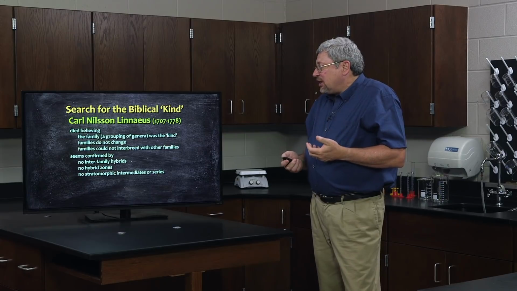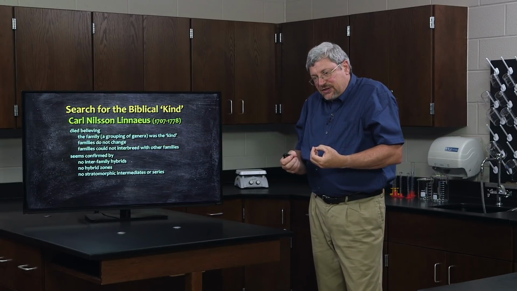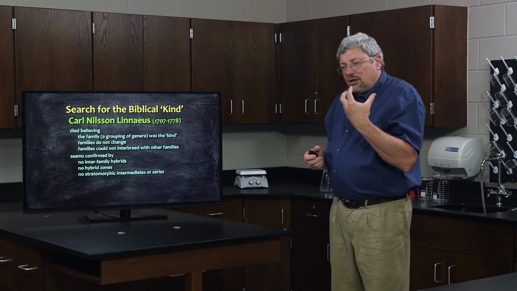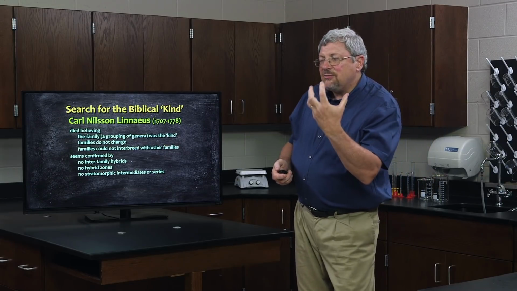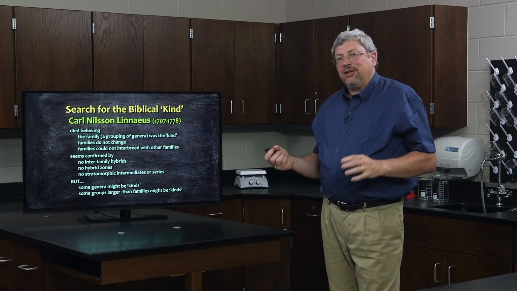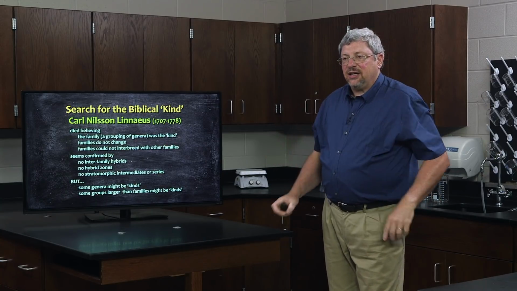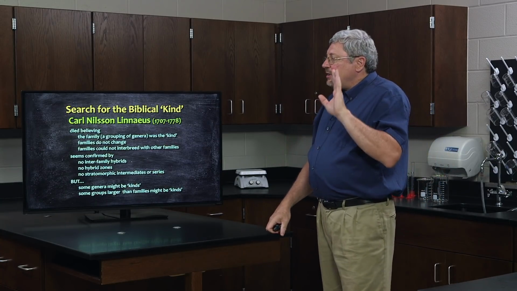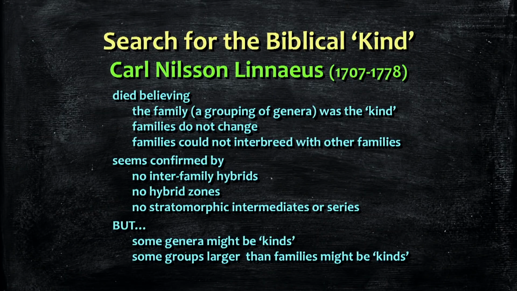So it suggests that in the present, we might conclude that the evidence seems to indicate that roughly the level of family is the created kind of the Bible. However, in some cases, it may not be the level of the family. It might be the level of the genus. In other cases, it might be a level higher than the family.